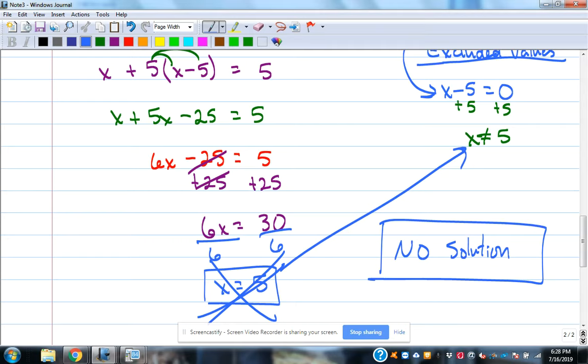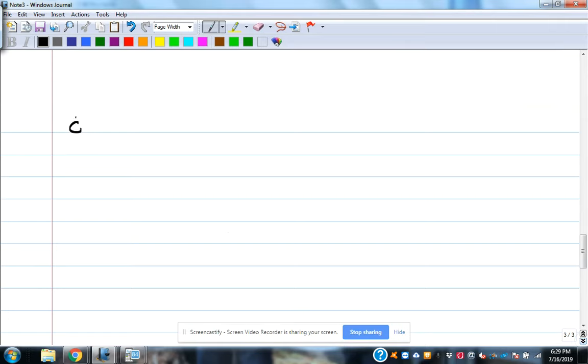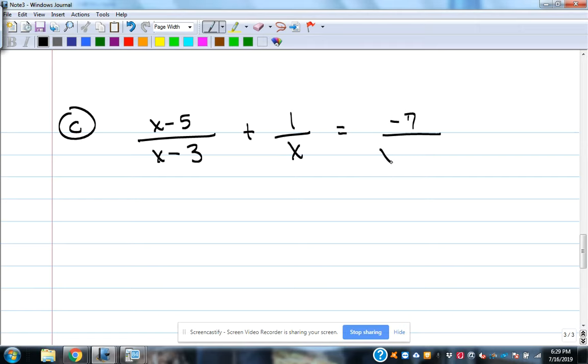All right, let's look at another one. Practice is the key to this stuff. There ain't no question. All right. Let's look at x minus 5 over x minus 3, plus 1 over x, is equal to negative 7 over x squared minus 3x.